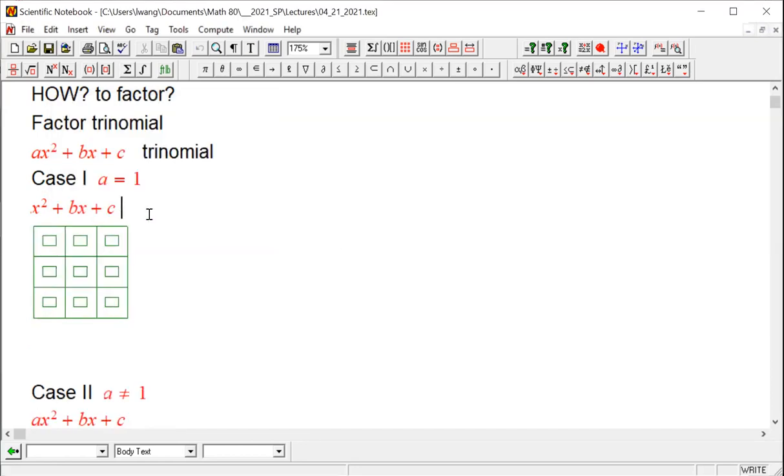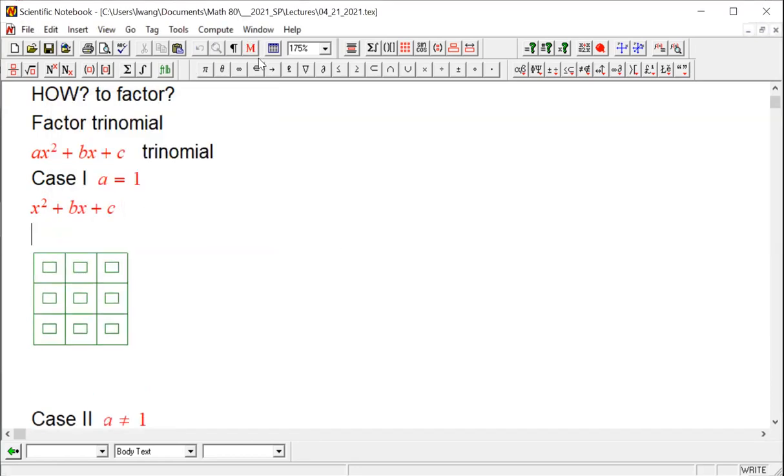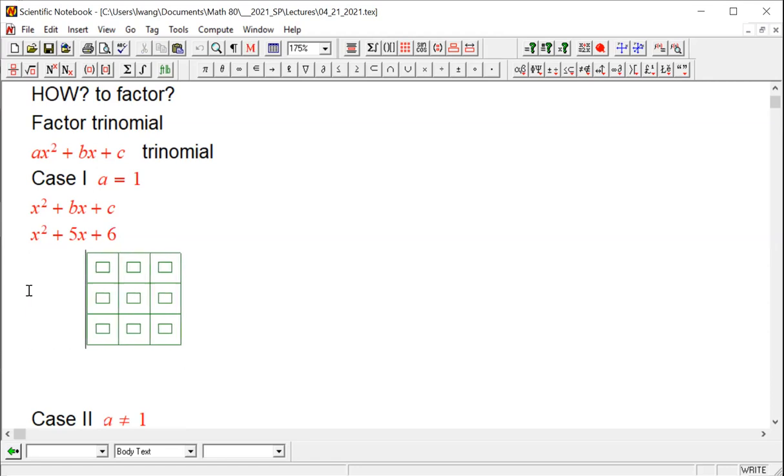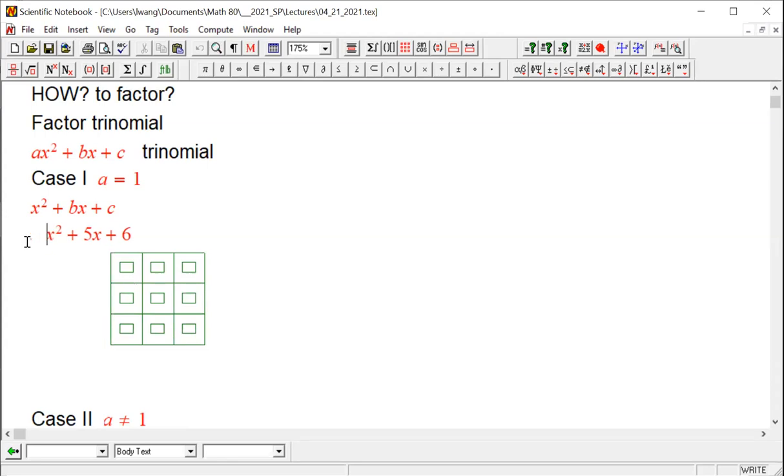So take the example. I think we can better explain this with an example, right? x squared plus 5x plus 6. This is something we already know. We already know the factors, right? So I'm going to use this example to illustrate the technique we use. So we have x squared plus 5x, and for x squared, the coefficient, of course, we know is 1. And the constant term is 6.